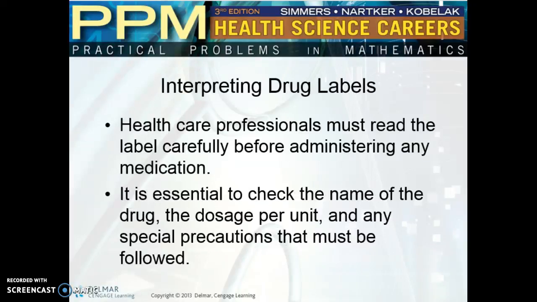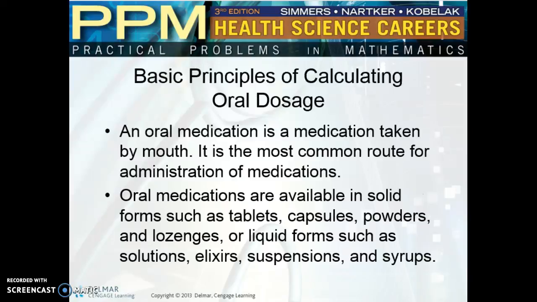It's also very important that you are looking at the dosage per unit. So what's the strength in every tablet, or what's the strength in every teaspoon, things like that. Again, some of the types of medications that we're going to be looking at: tablets, capsules, liquids, solutions, elixirs, suspensions, syrups. All of those things are very similar. The difference between them has to do with what is being used as the vehicle to make them in liquid form. Is it alcohol based? Is it water based? Things like that.